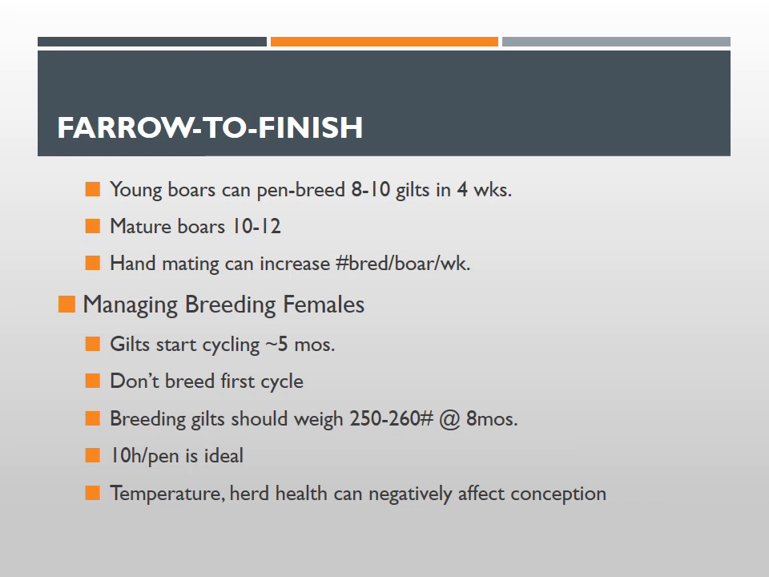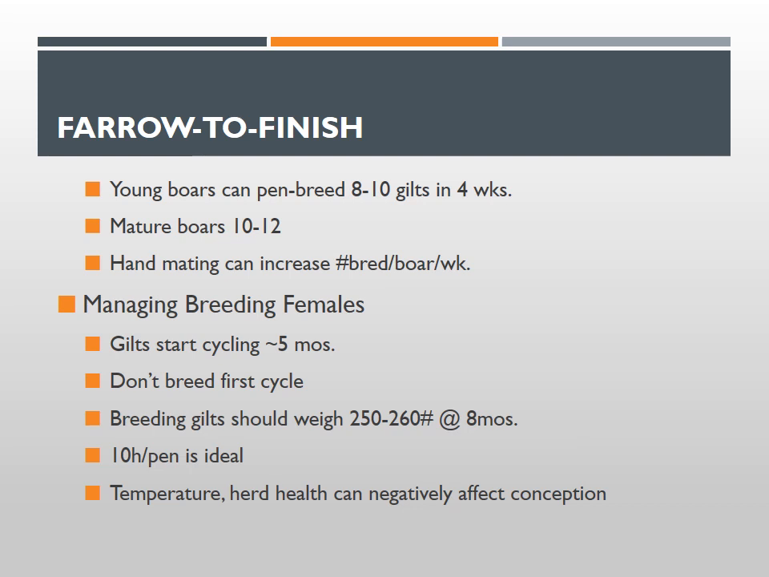It's pretty common to not breed them the first cycle, and the reason is we call that a flush cycle. Allow them to go ahead and ovulate and move a set of eggs off of the ovaries, with the theory that the next time they ovulate, they will ovulate more eggs and your litter size potential would go up.